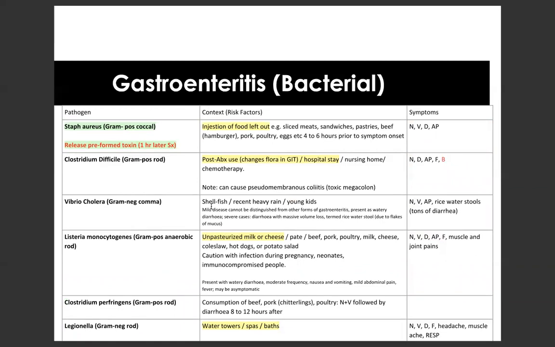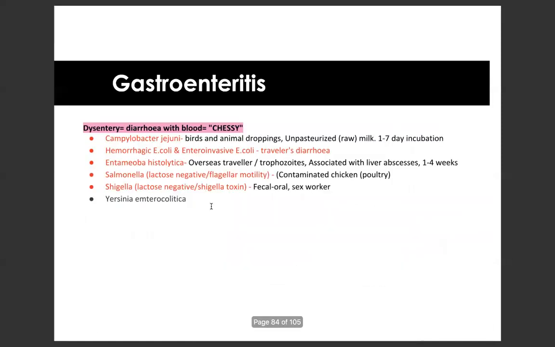So C. diff, as I mentioned, is typically post antibiotic use, and Vibrio, I don't think that's that important. Listeria would be unpasteurized milk or cheese, and Legionella would be the water, towels, spas, or baths. And then if they have diarrhea with blood, that narrows down your differentials even more. So it narrows it down to these organisms, and a way I remember it is Chess. I just listed the associations with each of the bacteria.